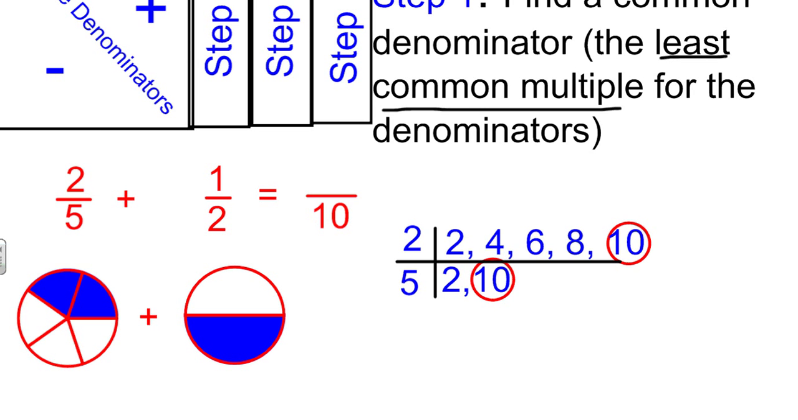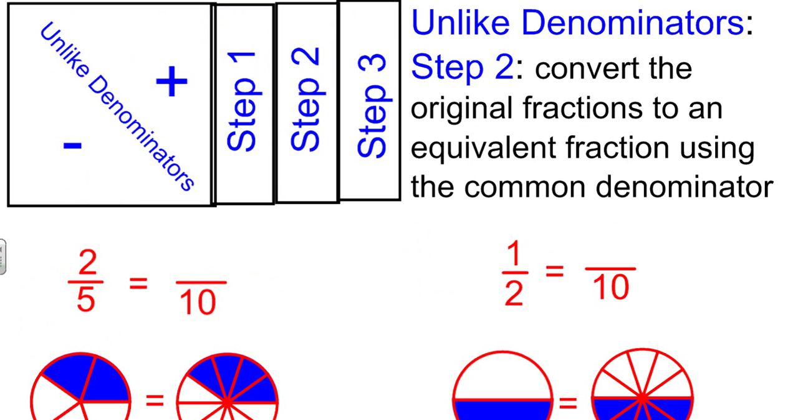Okay? We're going to convert 2/5 and 1/2 into tenths so that we can add those numbers. The same is true for subtraction. You're going to want to find a common denominator. Moving on. Step number 2.